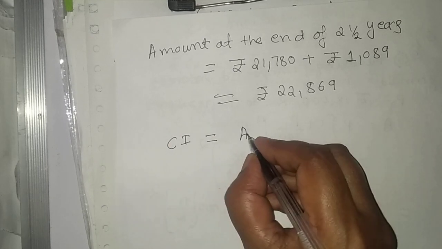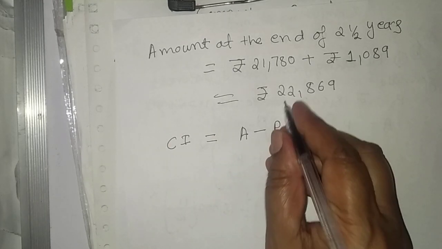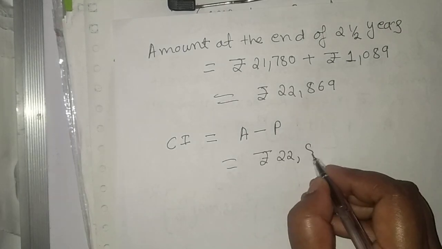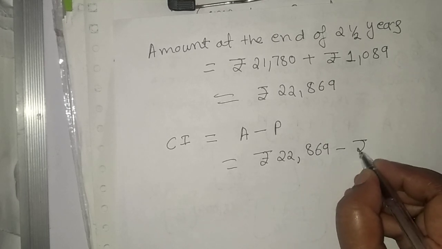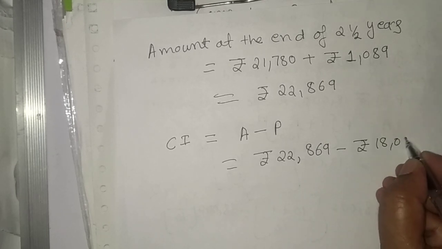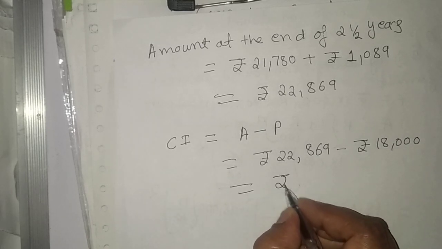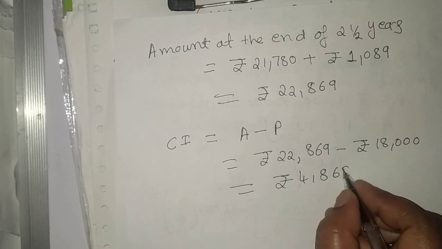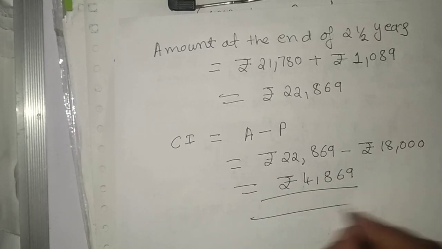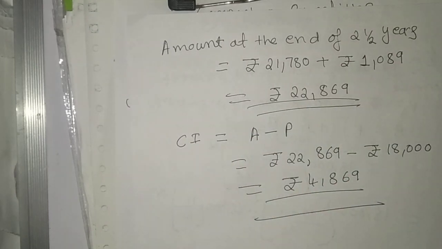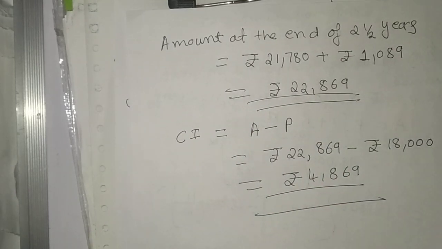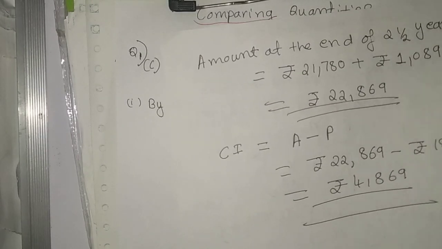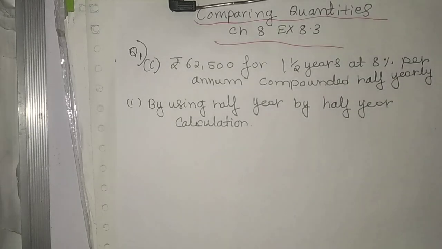Compound interest is equal to A minus P. Therefore rupees 22,869 minus the principal, which is 18,000, we get rupees 4,869. So this is the result. We should get the same result in both methods, and we are getting the same. This completes the second part, that is B. We will move on to the C part.